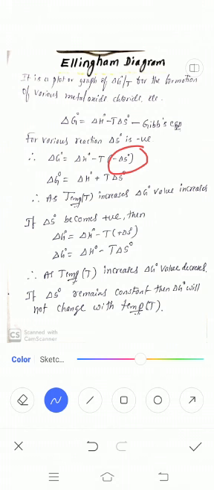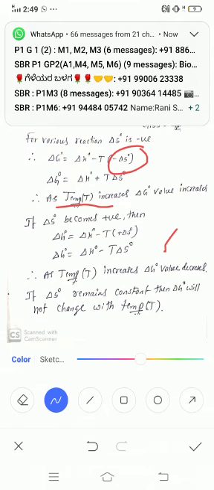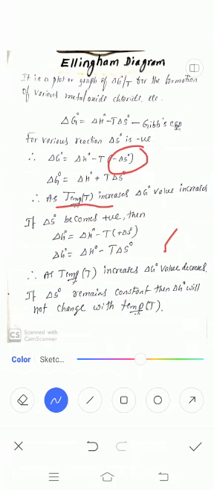So then what happens with the increase in temperature? With the increase in temperature, the term is positive. So delta G naught increases with increase in temperature. That is why for various metal oxides or non-metal oxides, the delta G naught value increases with increase in temperature.